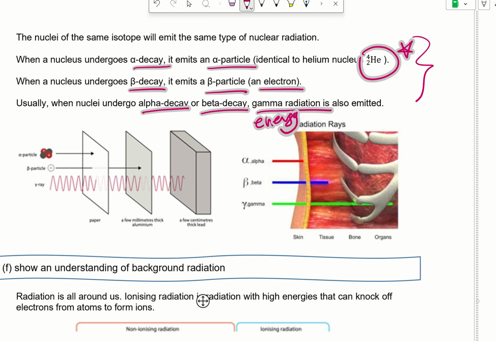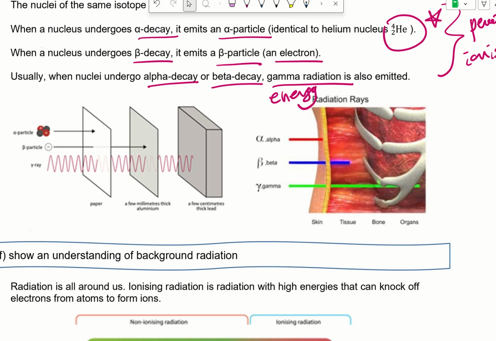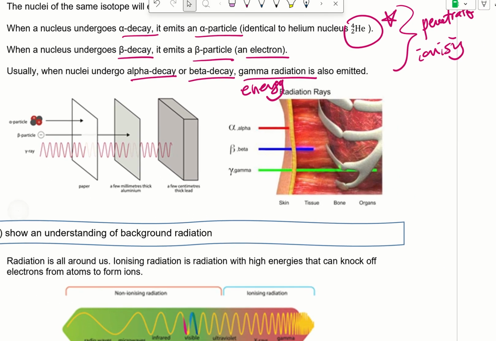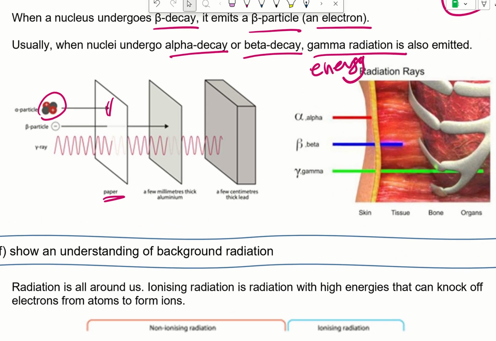So you need to know their penetrating power as well as their ionizing strength. Hopefully this picture can show you the difference in penetrating power. Alpha is very big, so it is stopped by paper. Beta is electrons, so it can pass through paper, but it will be stopped by a few mm of aluminium. Gamma can only be stopped by a few centimeters of thick lead.